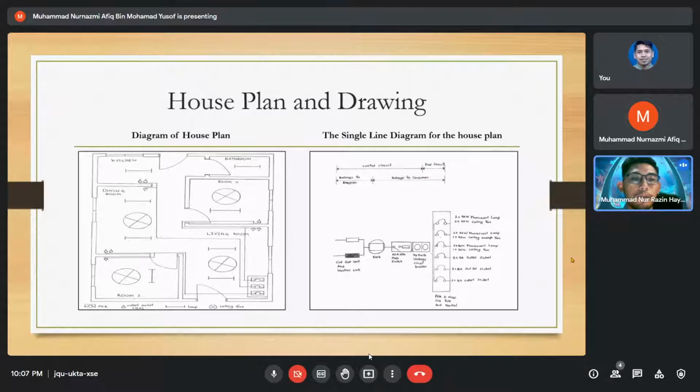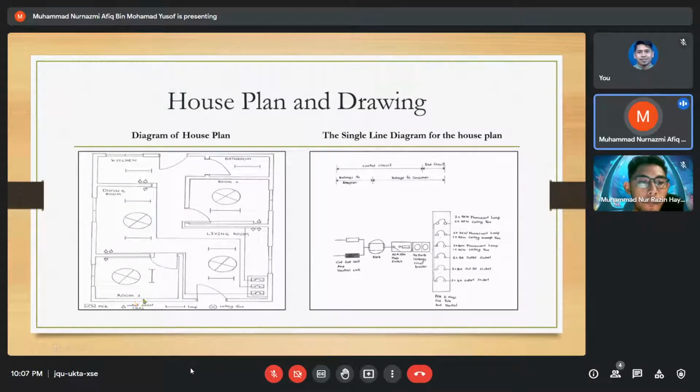Next, I will pass to my friend. Yeah, we continue with the house plan and drawing. On the left side, you can see the diagram of the house plan, which has two rooms, room one and room two, a living room, dining room, kitchen and bathroom.